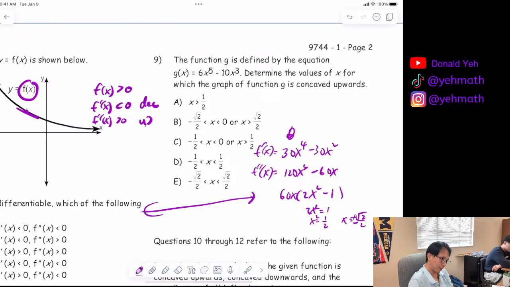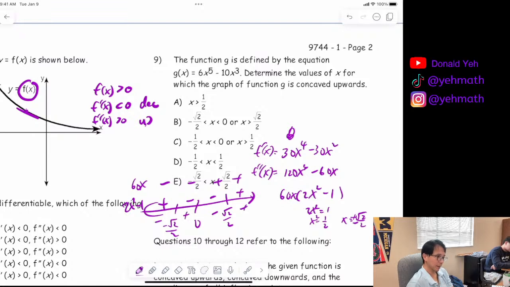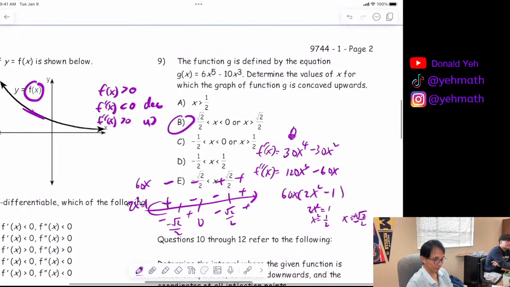So I will do a test between 0, negative square root 2 over 2, and positive square root 2 over 2. I will line up 60x here, so it'll be negative, negative, positive, positive. And I will line up 2x squared minus 1. That is going to give you positive, negative, negative, positive. So it's concave upwards from negative square root 2 over 2 to 0, and from square root 2 over 2 onward, because we rationalize.